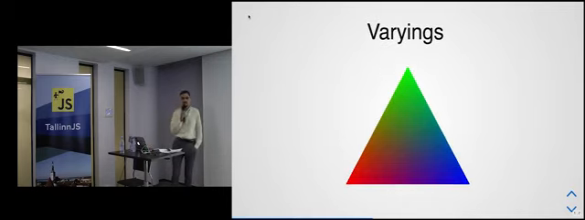Varyings. As I said before, we have only 3 vertices and a lot of fragments. So how are varyings passed to our fragment shader? For example, if we compute some varying parameter, color in this case, to our fragment shader will be passed a mixed value that depends on the position of the pixel.